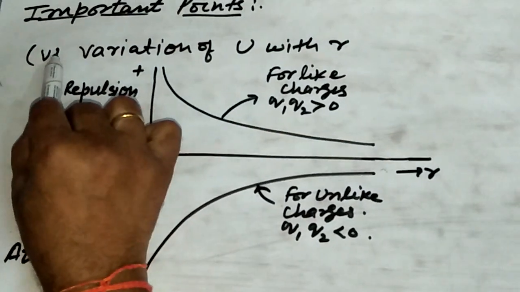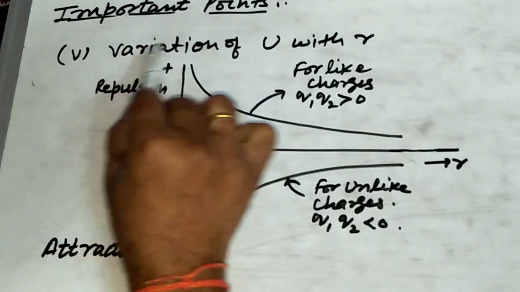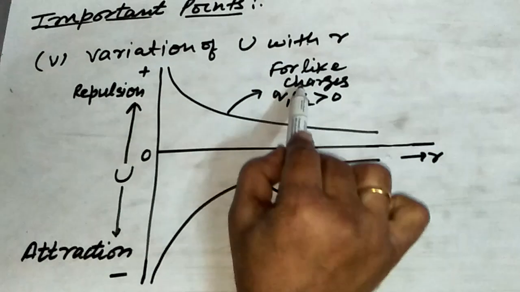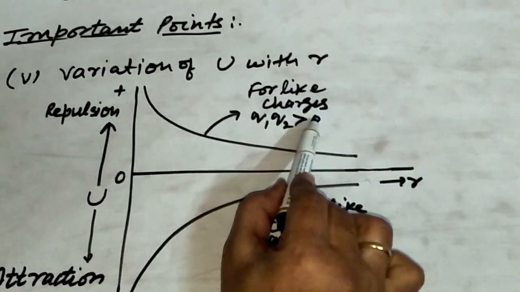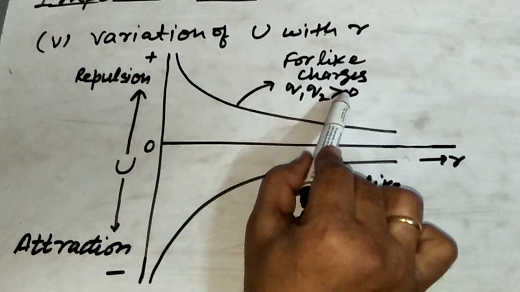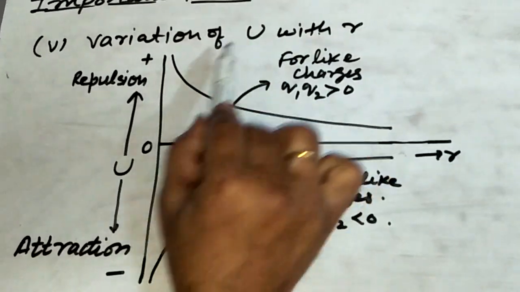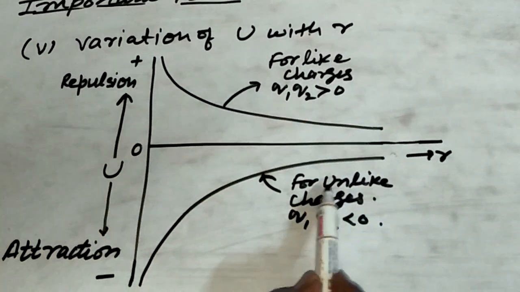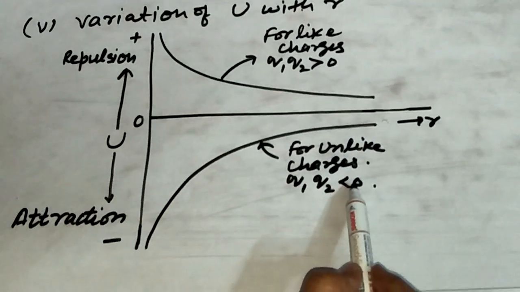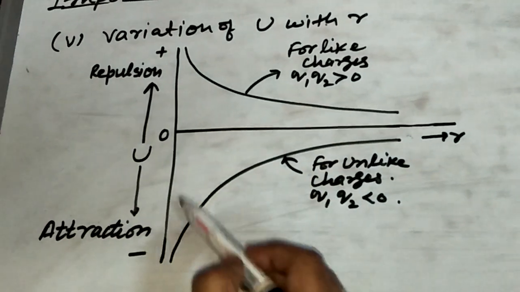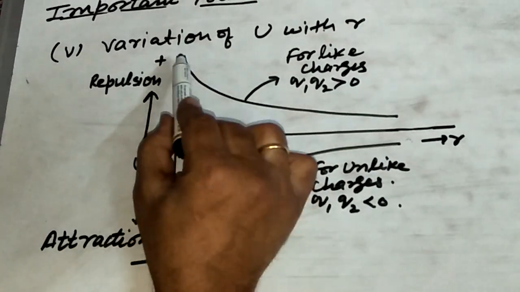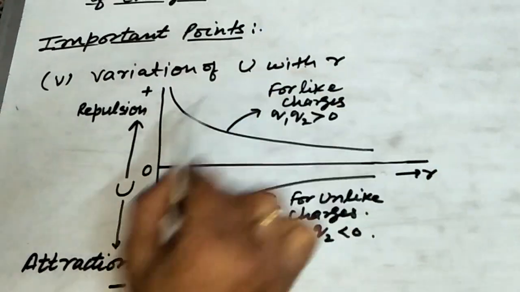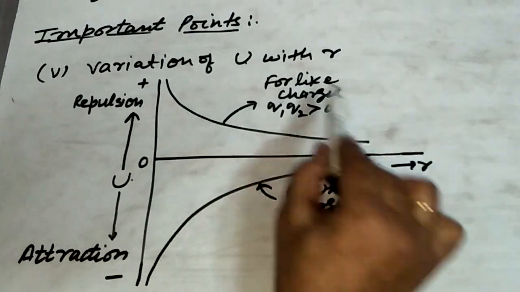Now the next point, the sixth point, is variation of electric potential energy with distance r. As you know, for like charges Q1 Q2 is greater than 0, which means U becomes positive, and U positive means repulsion will take place. And for unlike charges Q1 Q2 is less than 0, which means U becomes negative, and U negative is attraction.